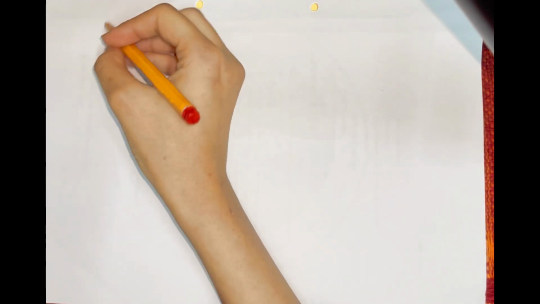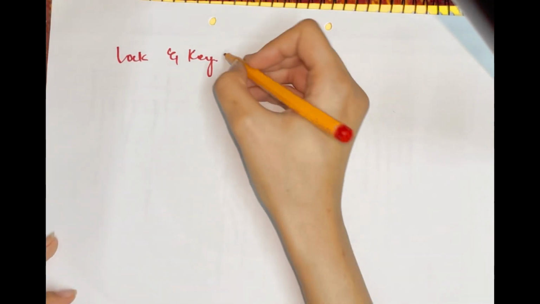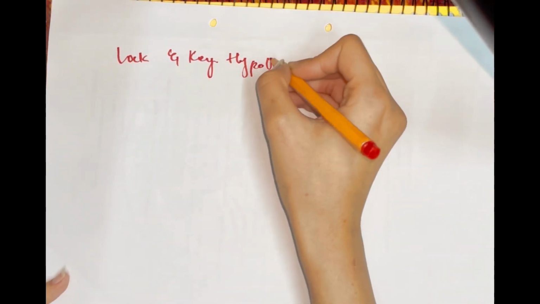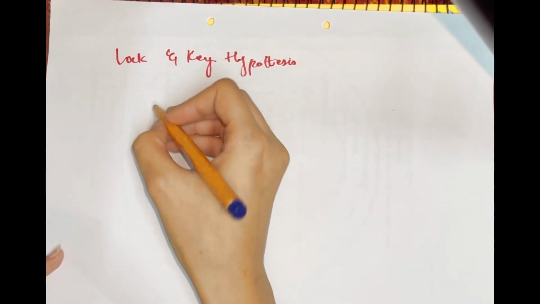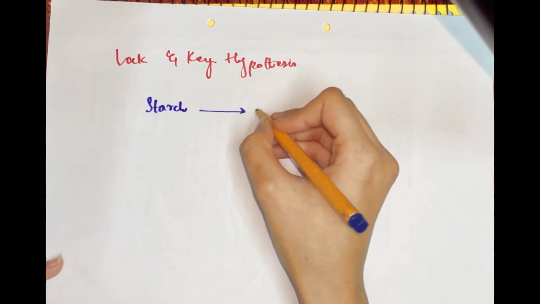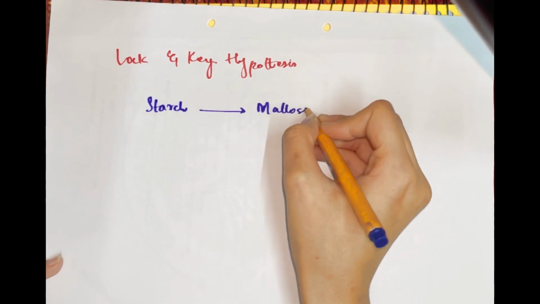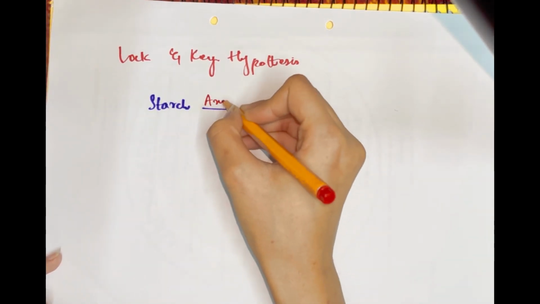The last thing that we shall discuss in the revision video is the concept of lock and key. We have discussed this earlier, and we'll be revising what is meant by the lock and key hypothesis when it comes to the chapter on enzymes. So basically, I'll be giving you an example and we'll be learning with the help of that. Let's say starch is converted into maltose with the help of an enzyme, let's say amylase.